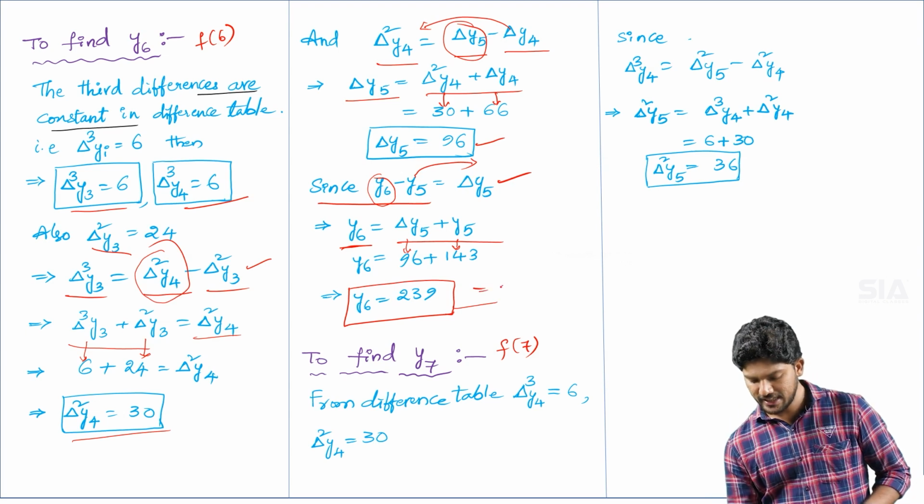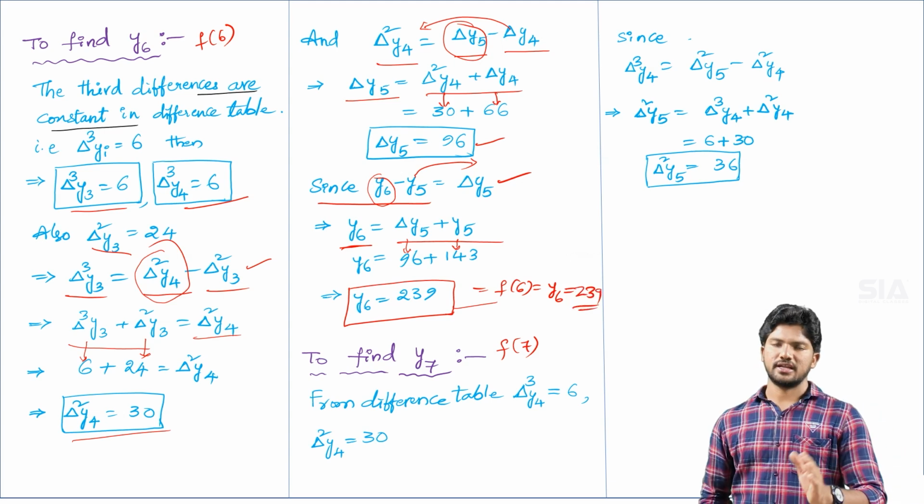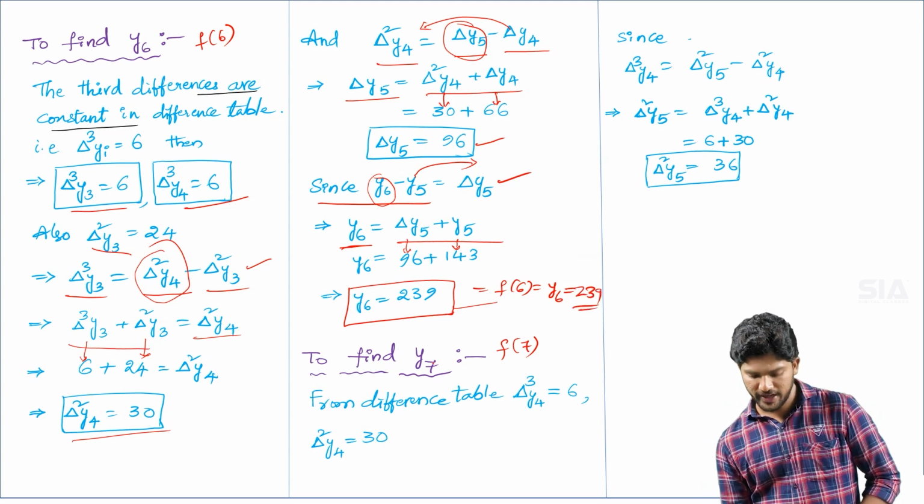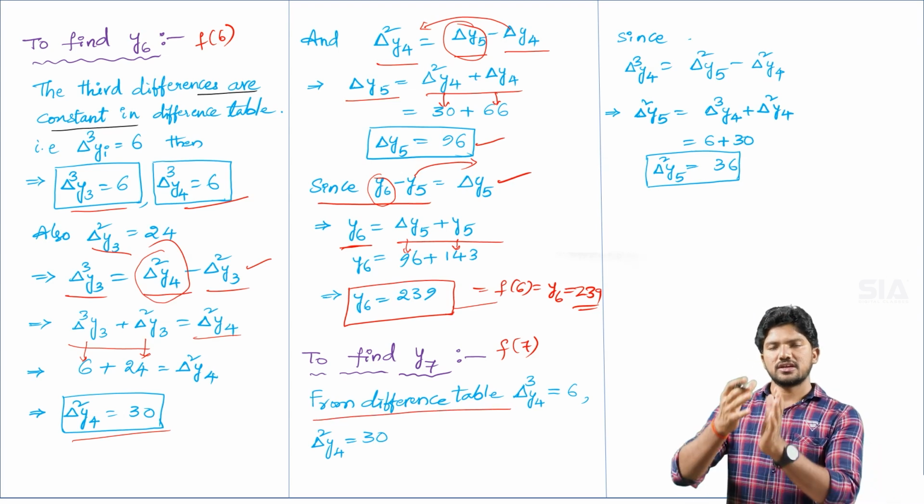y suffix 6 అంటే దాని మీనింగ్ ఏంటి, f of 6. f of 6 is equal to y suffix 6, that is equal to 239. That is the half of the problem. Next to find y suffix 7 value from the difference table, same next to థర్డ్ కాలం.